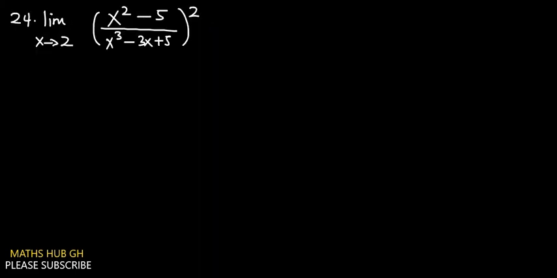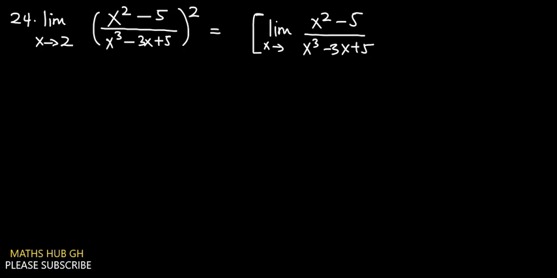Okay, so this is question 24. Let's look at how you are going to solve this. I'm going to transform the expression. You are going to have the limit of x squared minus 5 divided by x cubed minus 3x plus 5 as x approaches 2.